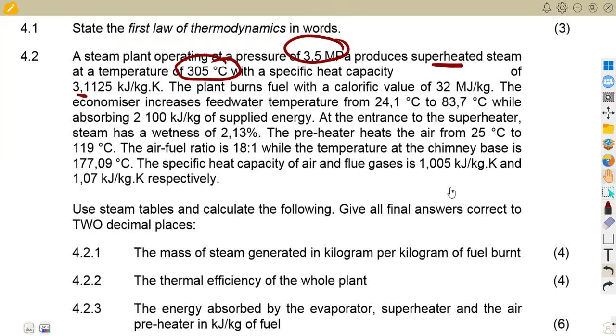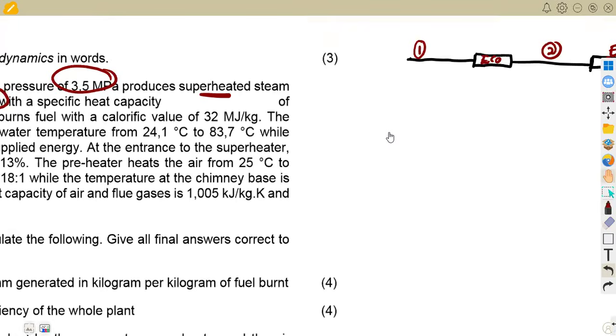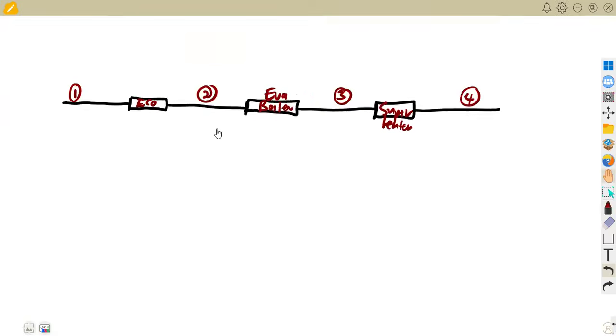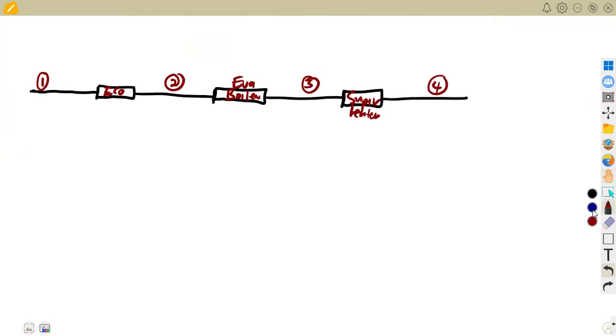So let us just indicate that next to our diagram, the pressure of 3.5 megapascal. Remember 3.5 megapascal, I said you multiply by 1,000. So it will be 3,500. All right. So this pressure, that means 3,500 at the output of the what? The superheater. This is at the out. We are producing this at 3,500 kilopascal. Remember, it was 3.5 megapascal. You multiply by 1,000 to convert to kilopascal.